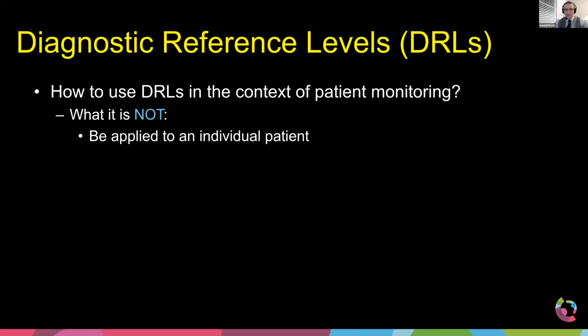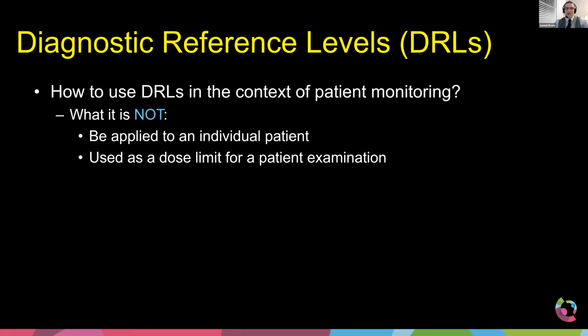Well, they're not to be applied to individual patients. So you scan a patient, it has a CTDI vol of 25 milligray. You can't necessarily compare that value to the DRL. And there's a reason for that. We've talked about it, but you're not supposed to just make that direct comparison.